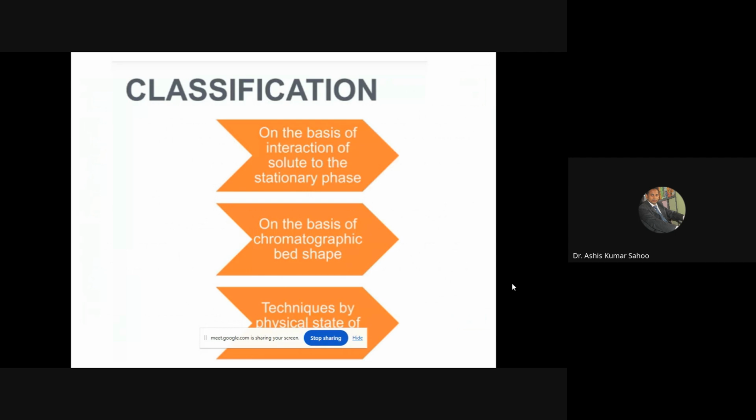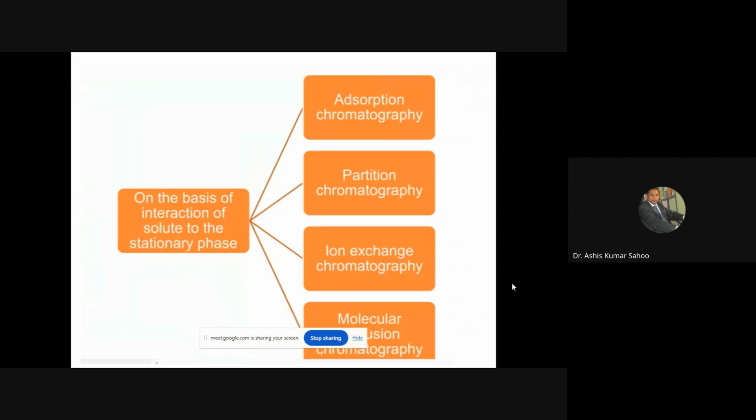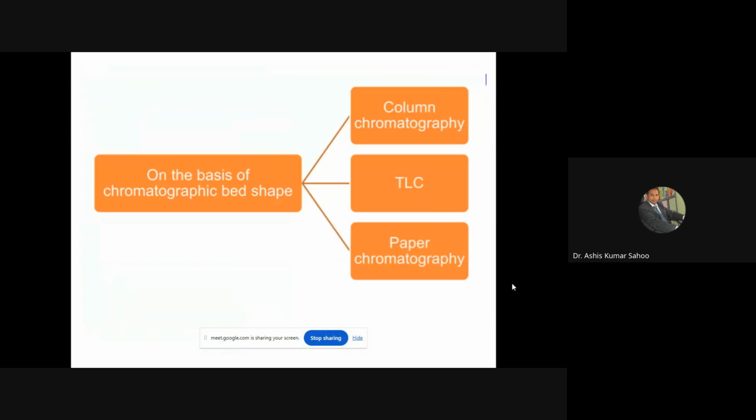So what are the classifications of chromatography? On the basis of interaction of solute with the stationary phase, on the basis of chromatographic bed shape, and technique by physical state. On the basis of interaction of solute with the stationary phase, it is divided into adsorption chromatography, partition chromatography, ion exchange chromatography, and molecular exclusion chromatography. On the basis of chromatographic bed shape: column chromatography, thin layer chromatography, paper chromatography.